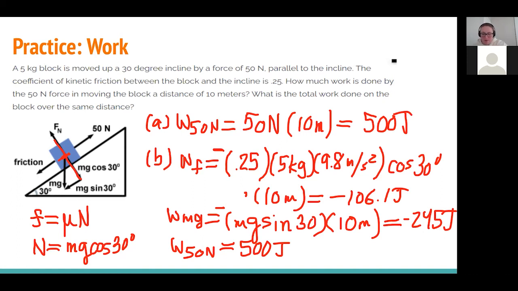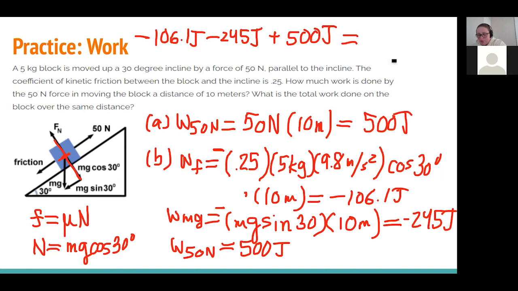So to answer part B, all I have to do is take the sum of these, which is going to be negative 106.1 joules minus 245 plus 500. And we get that is equal to about 149 joules positive.